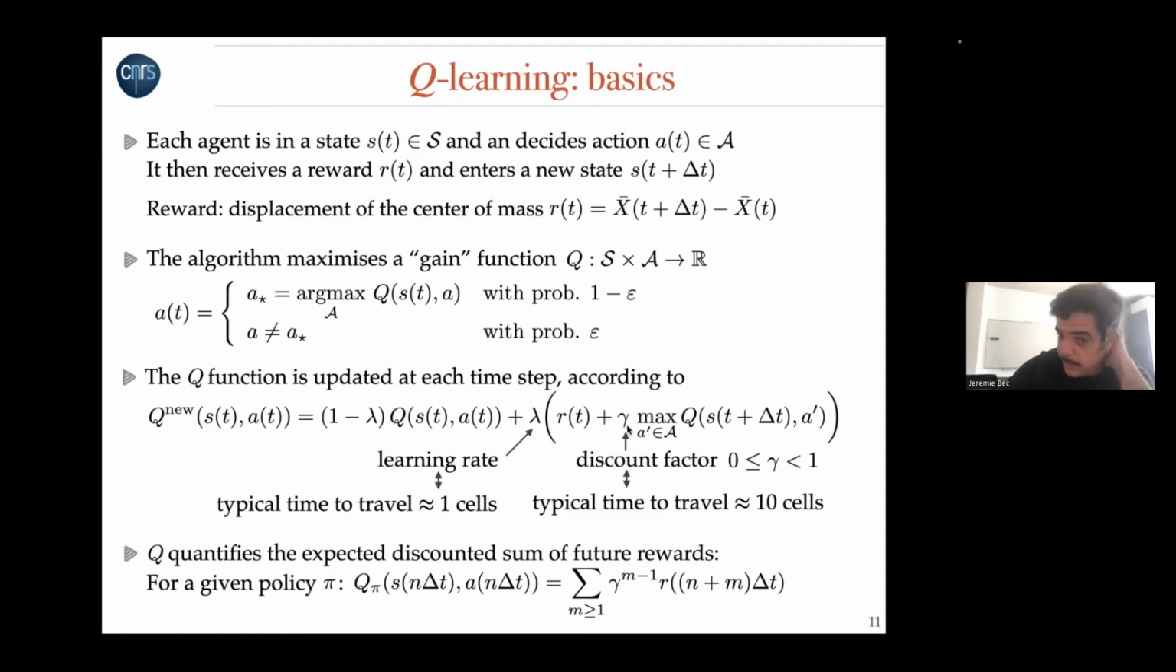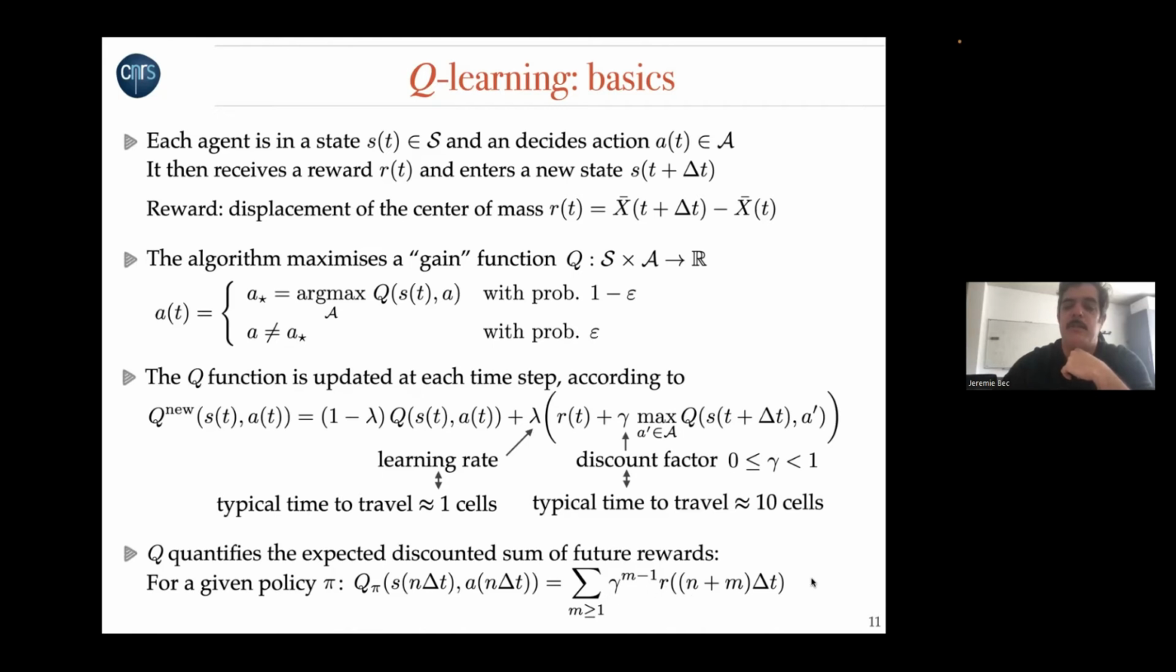Now this discount factor is something which actually enters in the quantity that is approximated by Q. So Q is actually quantifying what is called the expected discounted sum. I'm sorry, I forgot to write some expectations here.